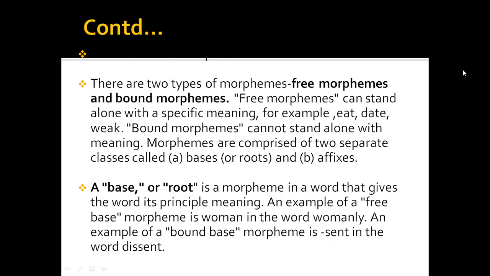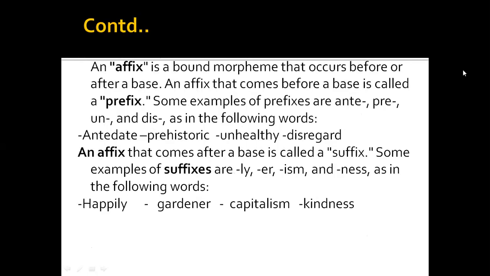An example of a bound base morpheme is sent in the word descent. That is the bound base word. And the free base is omen in omenly. Omen is a free base word, that is, a free morpheme. And the bound base morpheme is sent in descent. That is a bound morpheme. It is connected there.